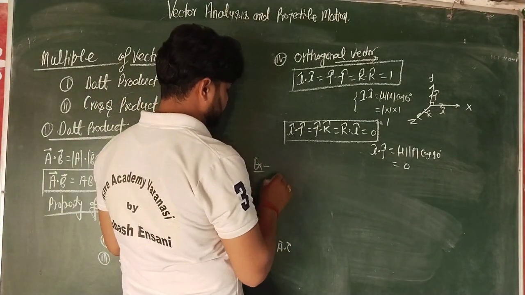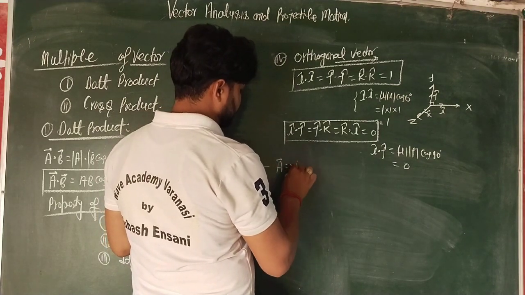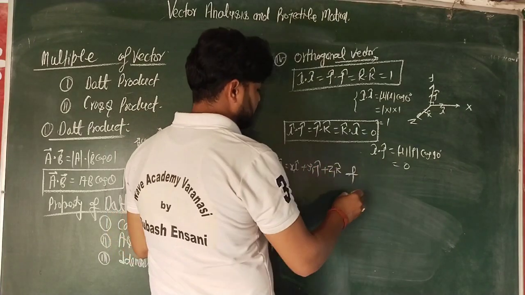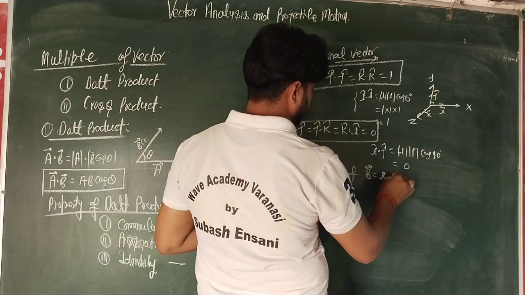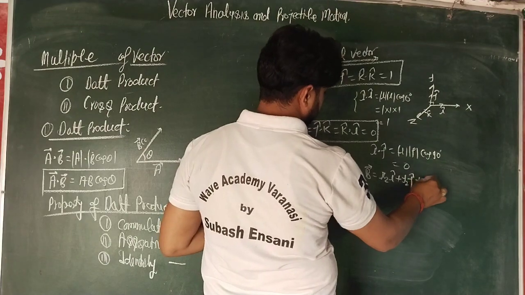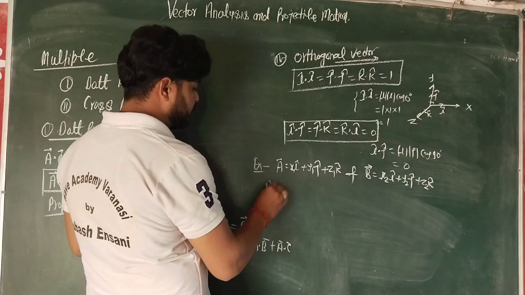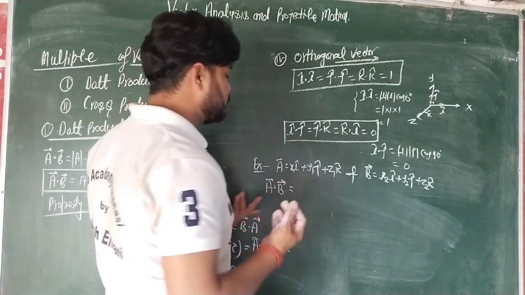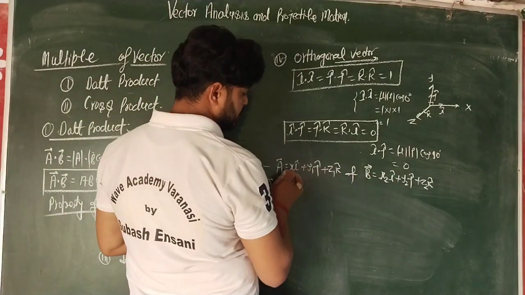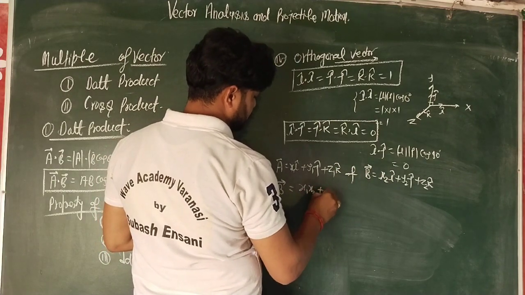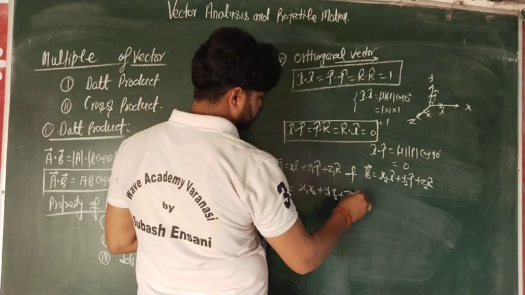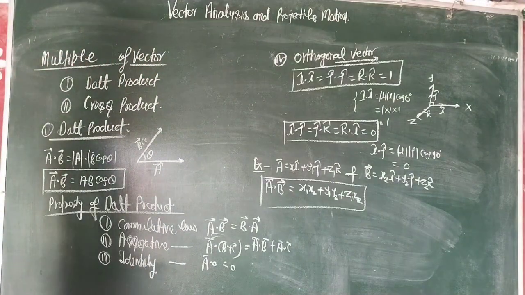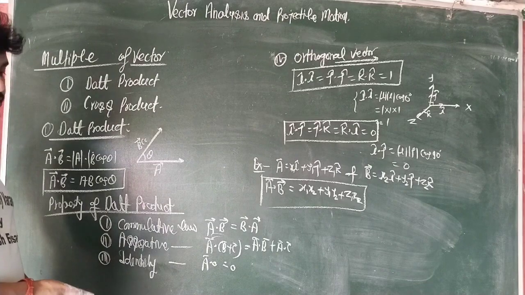Examples are most important. Suppose vector A is equal to x1 i cap plus y1 j cap plus z1 k cap, and vector B is equal to x2 i cap plus y2 j cap plus z2 k cap. Suppose we have to find A dot B. In A dot B, the opposite i, j, k terms will go to 0. So we only have to dot x1 x2, that means x1 x2 plus y1 y2 plus z1 z2 is A dot B. I hope you can understand the dot product easily.